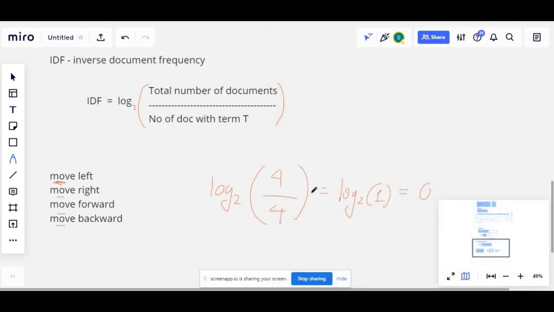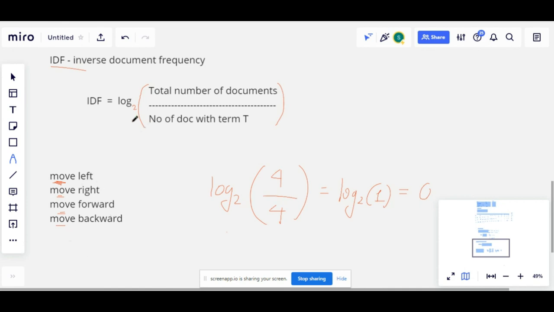So what does that mean? That means IDF, inverse document frequency, tells us the importance of a token throughout the corpus. How important a token is throughout the corpus. Move is a token which appears in all the documents, so it's a very common token. It is not at all important.